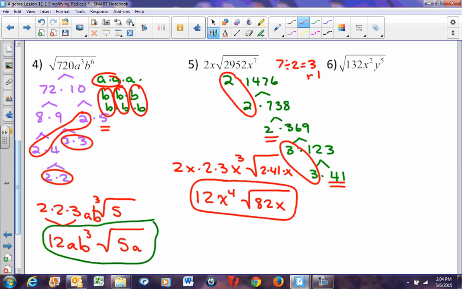Let's look at number 6. No numbers on the outside. Yay! 132. That's divisible by 2. That's 2 times 66, which is 2 times 33, which is 3 times 11.